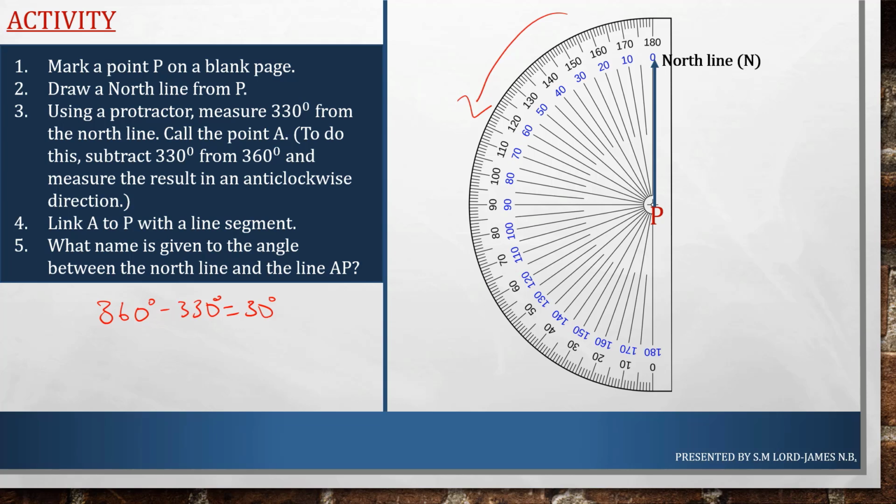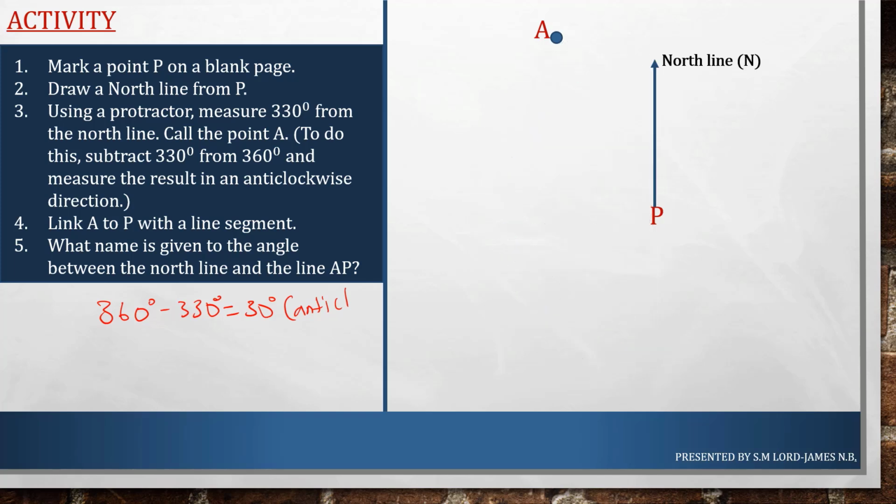In the previous video, we saw that bearings are measured in the clockwise direction from the north line. So here we are going. Let's take our 30 degrees anti-clockwise. We have 0, 10, 20, 30. So we mark our point of interest and we call it A. Now we carefully remove our protractor and we follow the next step. Link A to P with a line segment. So we'll link A to P with a line segment.